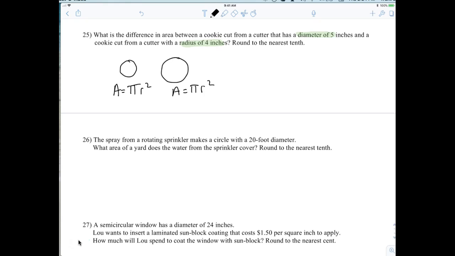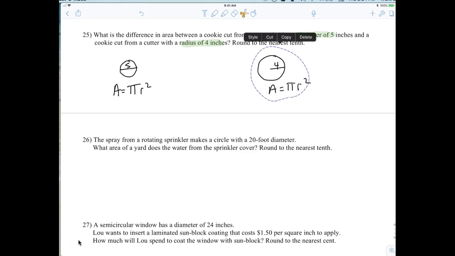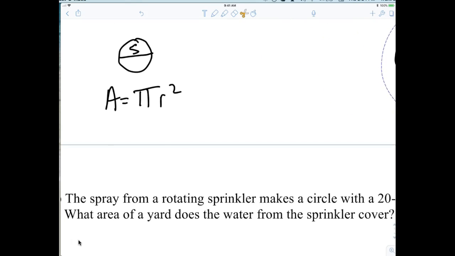And the first one said the diameter was 5. And the second one said the radius is 4. Notice I did not make a mistake. The radius of 4 is bigger than the diameter of 5. Right? So now I need you to tell me that the area of the circle that has a diameter of 5 would have a radius of what? 2.5. Yes, 2.5. Everybody needs to make sure you write down r equals 2.5.